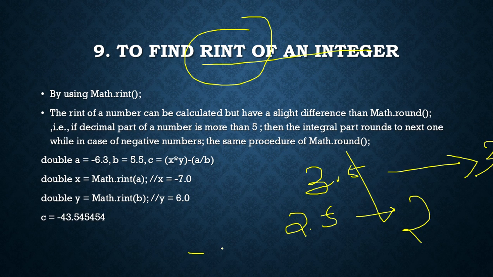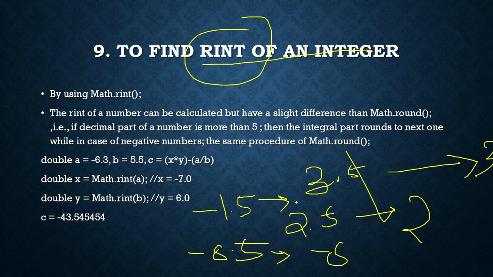But if you take minus 8.5, you have to just round off. That is minus 8. If I give you minus 1.5, what you have to do? Nothing, you just take a round off only. So in positive numbers there is a change in procedure. Only in positive numbers there is a change. A negative number remains as it is. Okay, got it? Let me show you.